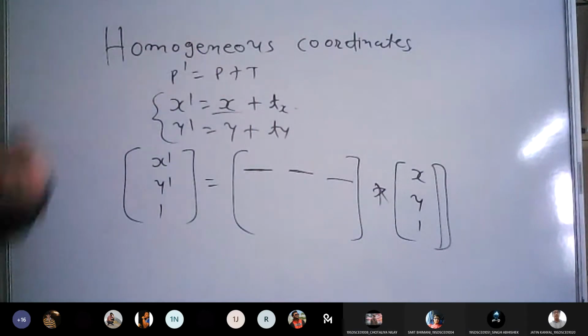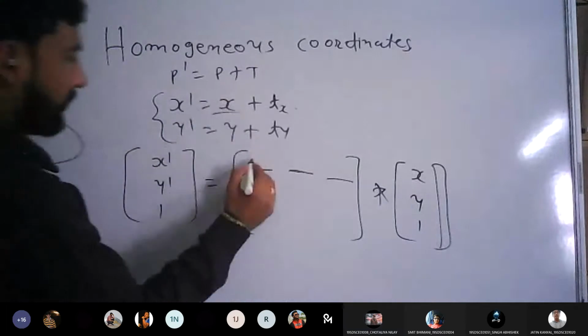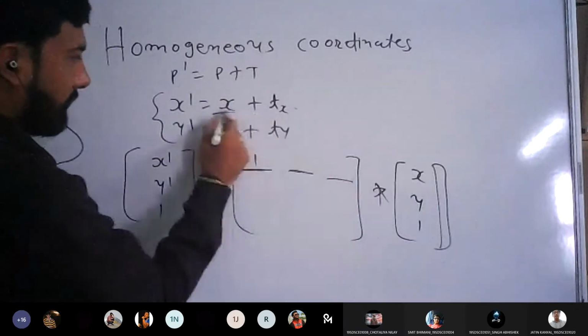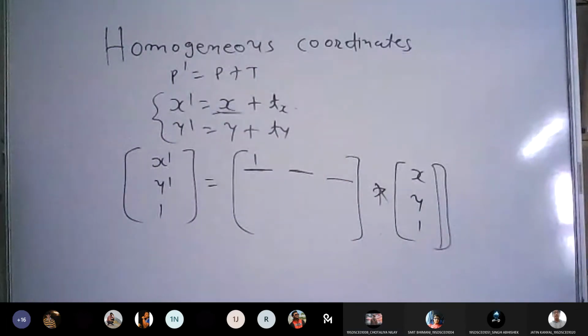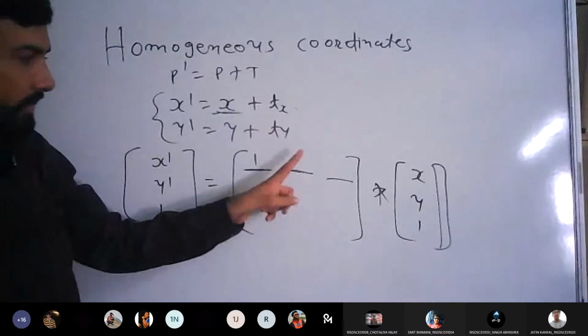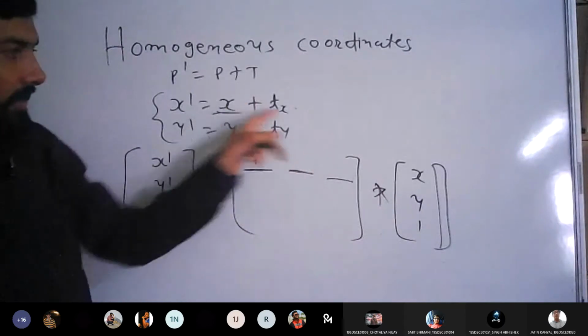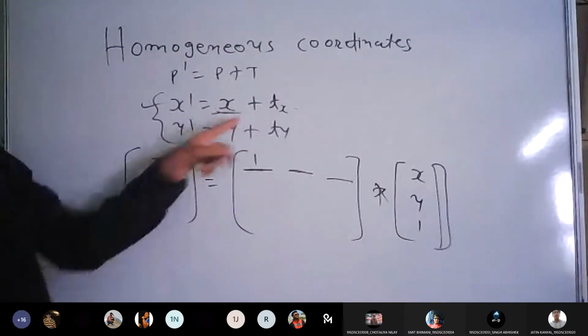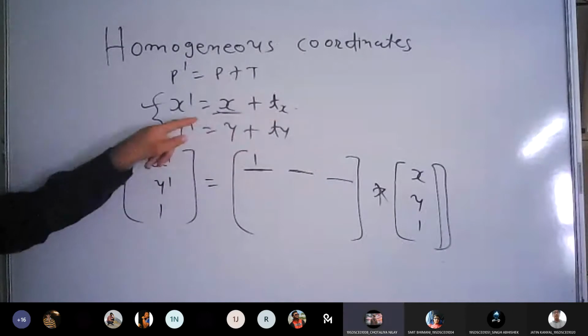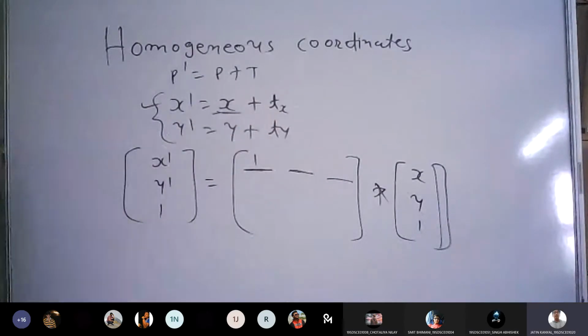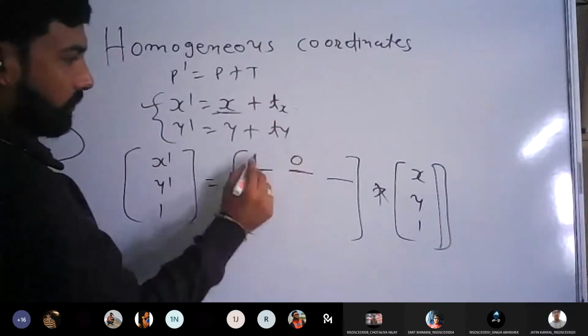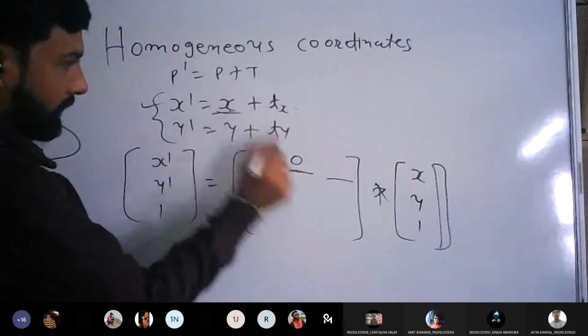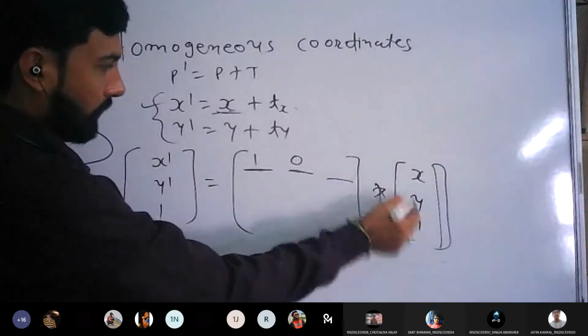x के साथ मल्टीप्लिकेशन क्या है? 1. कुछ नहीं है, तो I can write 1 into x. I am getting x. Correct. Go to the next element. y के साथ मल्टीप्लिकेशन में हमें क्या चाहिए? ये पूरा जो पहला इक्वेशन है उसमें 0. कुछ भी नहीं चाहिए. 0. Put 0. I don't want anything. 1 into x, which is x, plus 0 into y, which is 0.